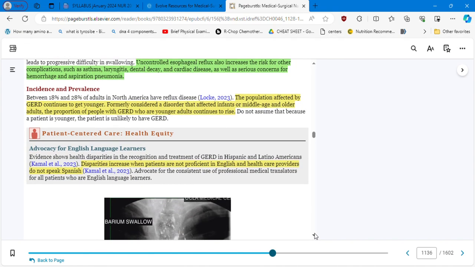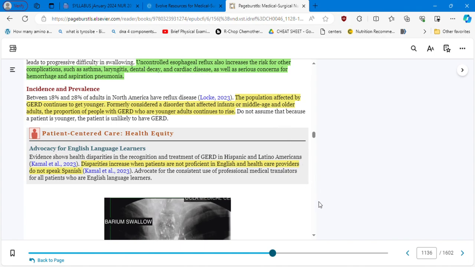The population affected by GERD continues to get younger. It was formerly considered a disorder that affected infants or middle-aged and older adults. The proportion of people with GERD who are younger adults continues to rise. Think about the young population that is smoking, has alcohol habits, maybe drugs, and they are asthmatic, right?